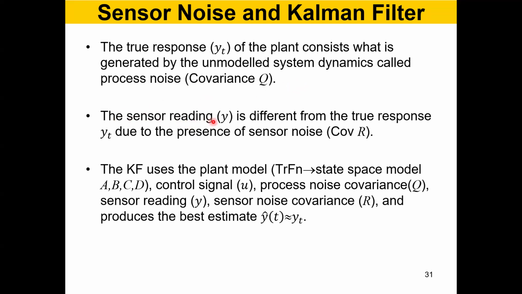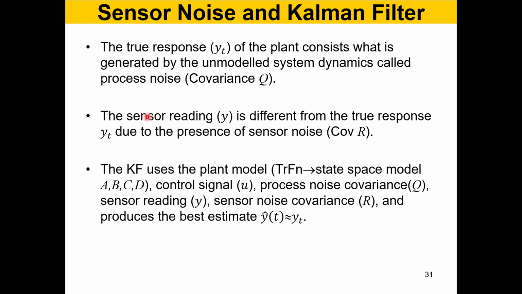Number two, the sensor reading Y is different from the true response YT. When you put a sensor to read the response, because the response cannot be seen without a sensor, you always have to have a sensor to measure and look at it, right? So let's call the sensor reading Y. The YT is not knowable unless you have a sensor. Once you put the sensor in, you have the sensor noise also.